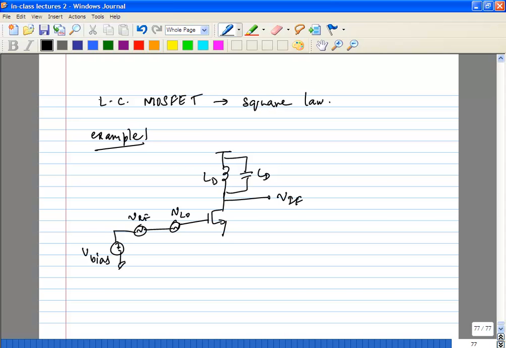The main problem with this is, remember that we had problems with your LO signal leaking through to your RF port. So this has very weak isolation between LO and RF. We still want to use a MOSFET, but let's see if we can improve the isolation a little bit.